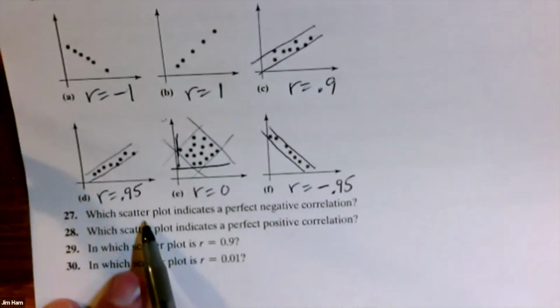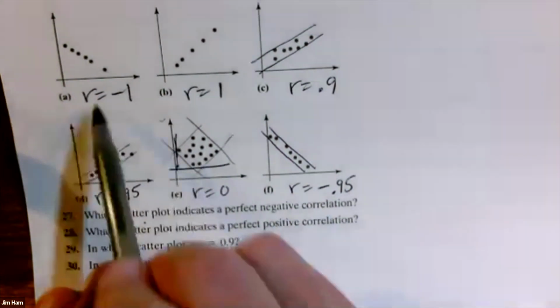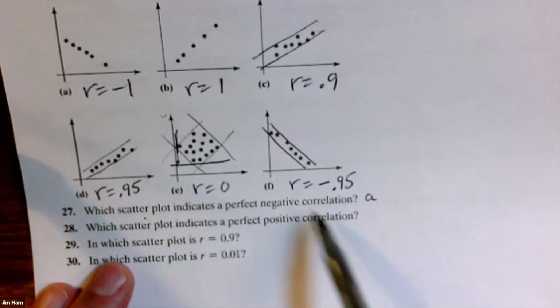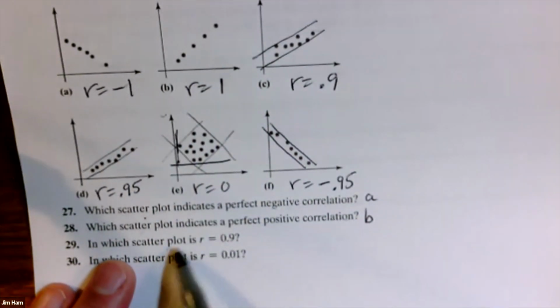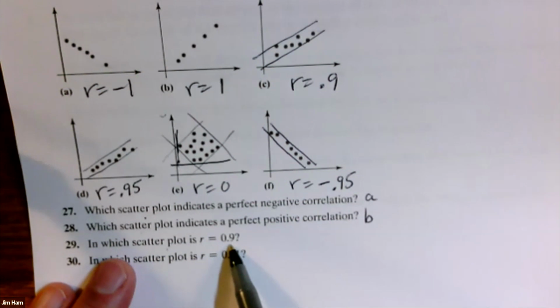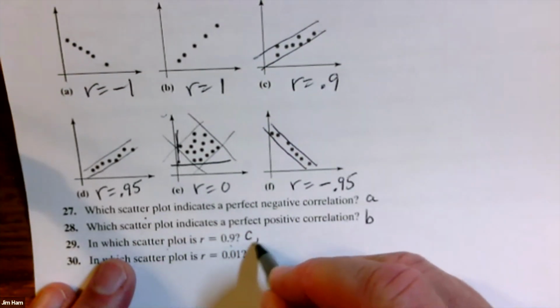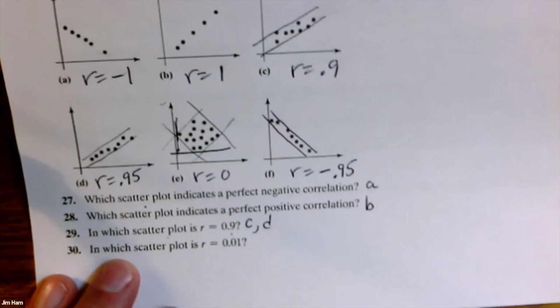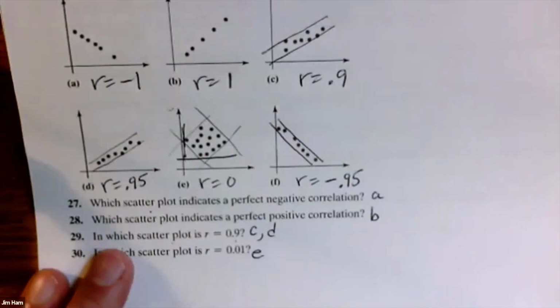If you're going to answer these questions, which scatterplot indicates a perfect negative correlation? Okay, that's A. Which scatterplot indicates the perfect positive correlation? That would be B. Which scatterplot is R equals 0.9? I would say maybe your choices are C and D. Those are probably both pretty close to 0.9. And the one that's probably close to 0 would be E. Okay, let me show you how to get this on your calculator.